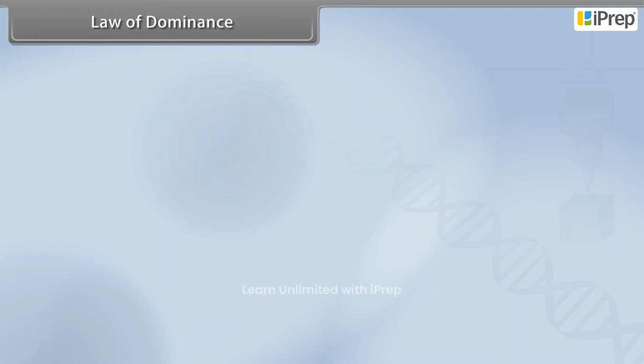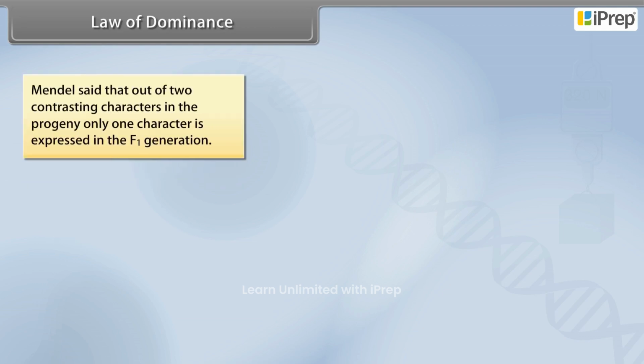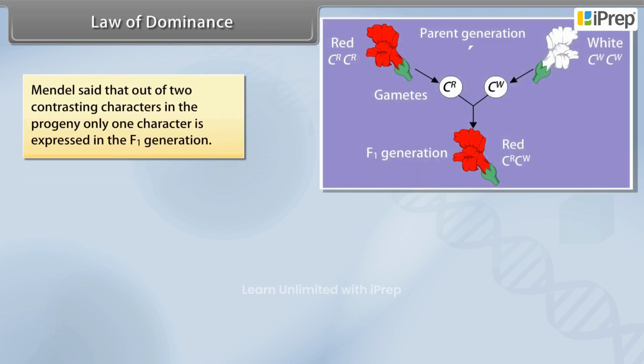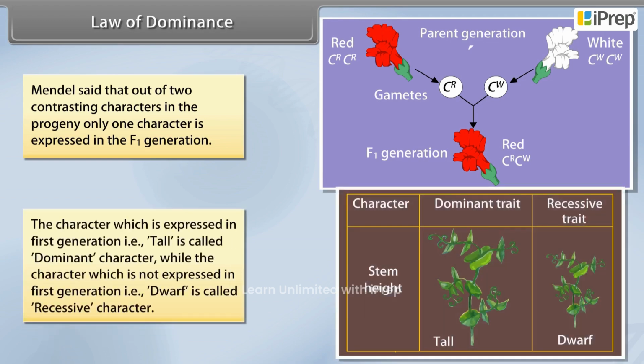Law of dominance. Mendel said that out of two contrasting characters in the progeny, only one character is expressed in the F1 generation. The character which is expressed in the first generation, that is, tall, is called dominant character, while the character which is not expressed in the first generation, that is, dwarf, is called recessive character.